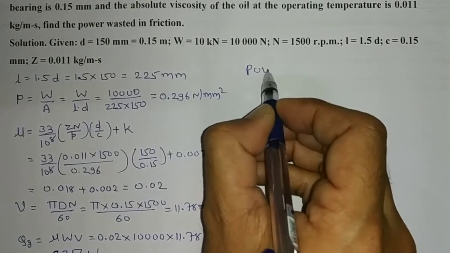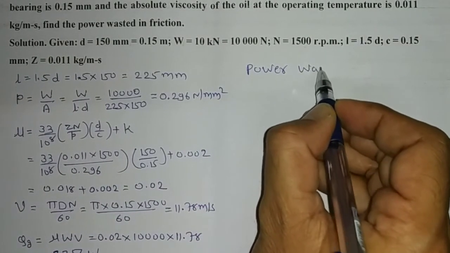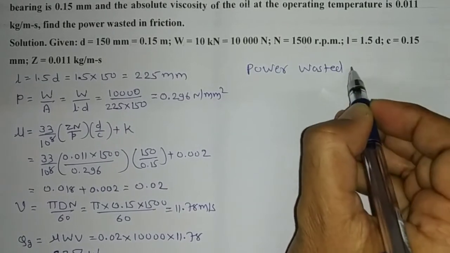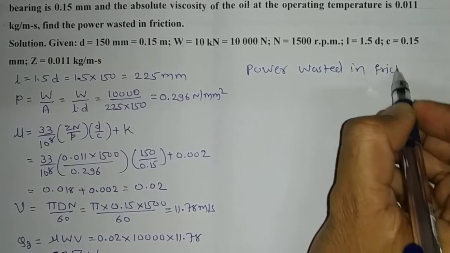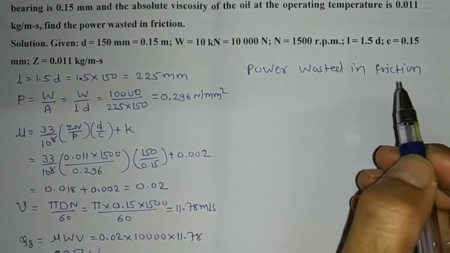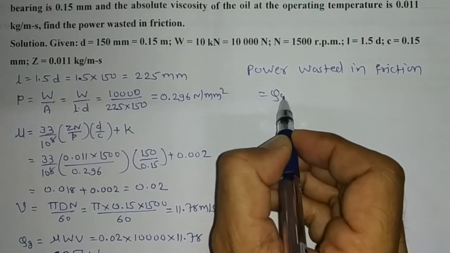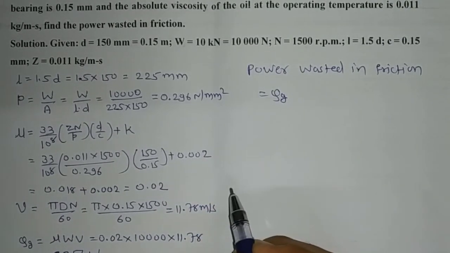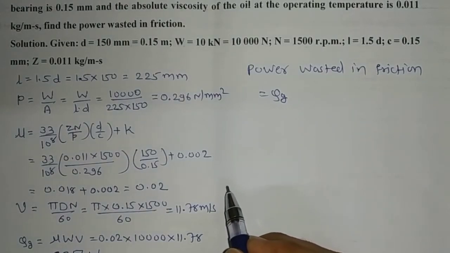Power wasted in friction is equal to Qg, heat generated. Due to the friction, heat will be generated. So the power wasted in friction is equal to heat generated.